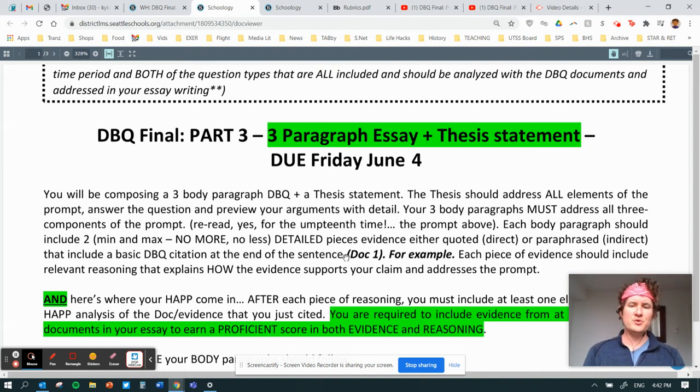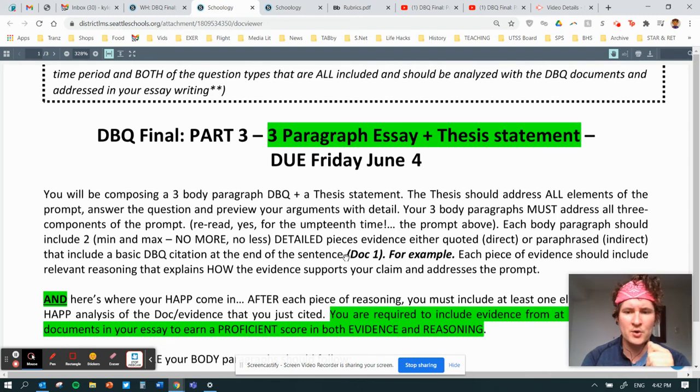Honors students, you are also required to compose a complete thesis statement. On-level students, you will be turning in 3 body paragraph DBQ. 3 body paragraphs. We're going to go through what the formatting of those body paragraphs are and what they must address.